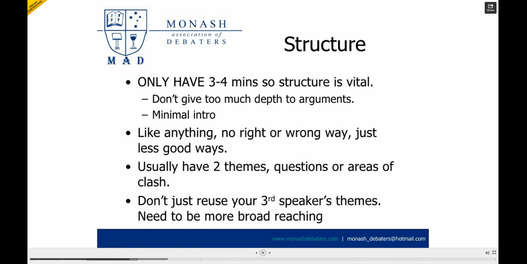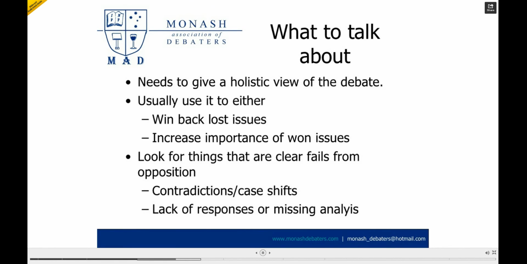And basically what it makes it look like is that your team has a very limited scope of the debate. Even if they are very similar themes to what your third speaker talked about, you want to reword them and you want to change them slightly because you want to show that you have, at the reply speech, a different opinion of the debate. You have a very broad, overarching idea of everything that happened in the debate, rather than make it look exactly like the only idea you have of the debate is exactly what your third speaker said.